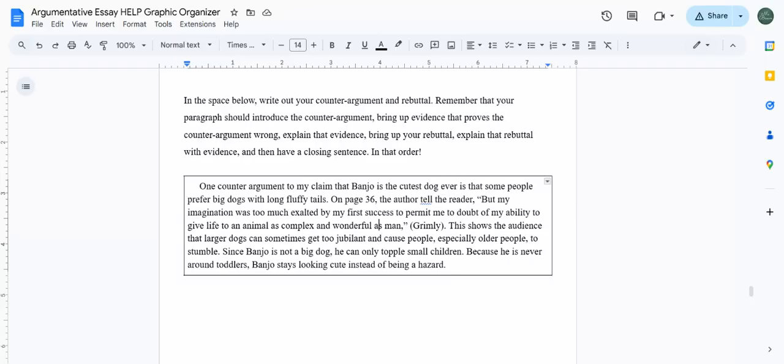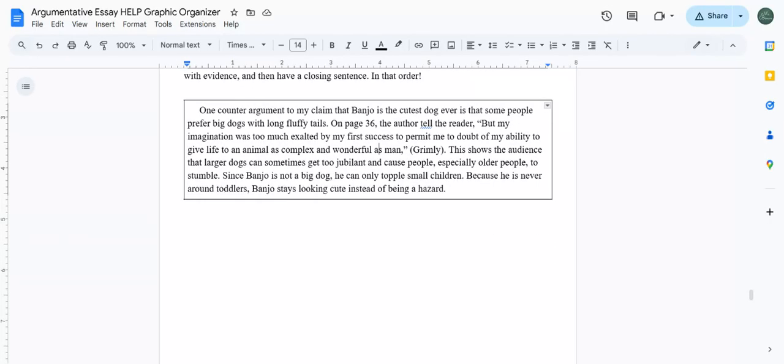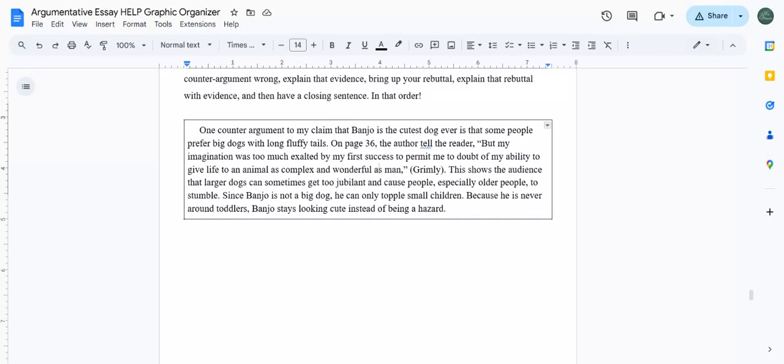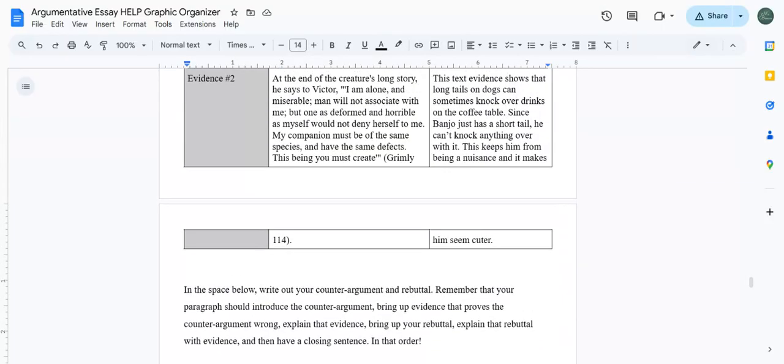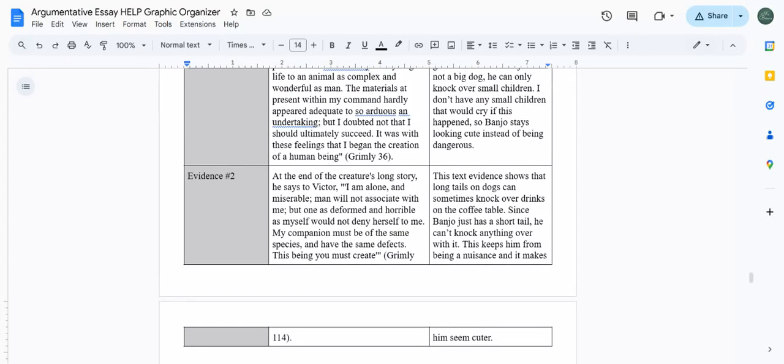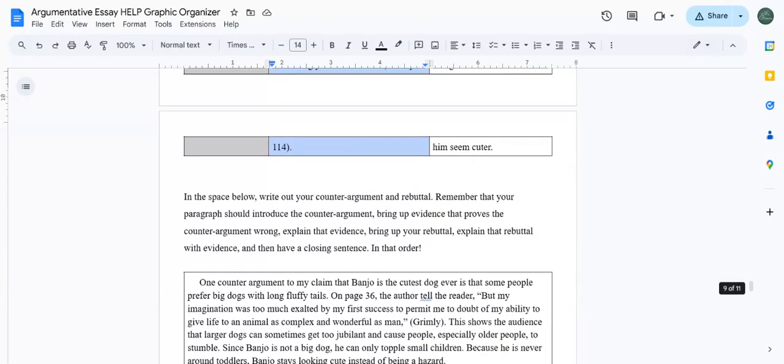So, we brought up evidence that proved it wrong, explained it, and we brought up our rebuttal. Okay, I said, Banjo's not a big dog, so it's not a big deal. I'm going to do it again. Okay. At the end of the creature's long story, I want to use this entire piece. So let's come down here.